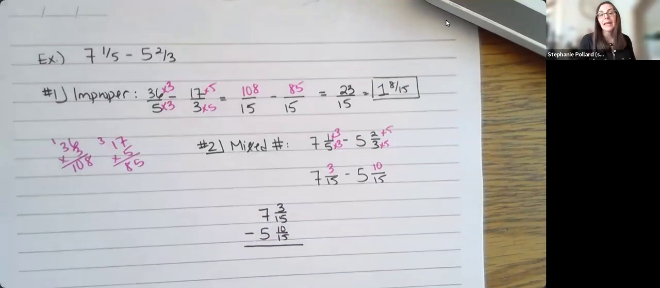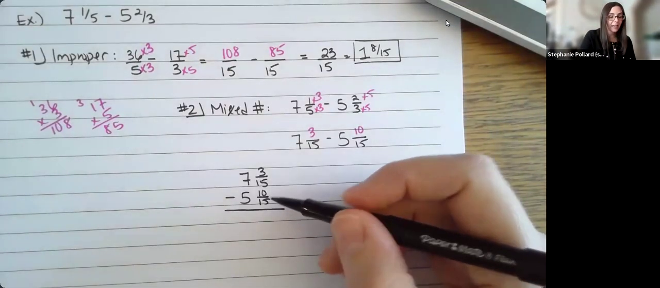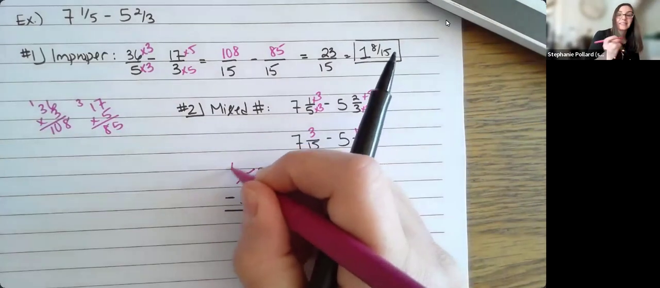All right. Now, what you may be saying to yourself is, I have to subtract these, but I can't do 3 minus 10, right? Think about your regular numbers. You have to borrow. I can't do 3 take away 10. I don't have enough stuff. So I need to borrow. So you're going to borrow 1 from the 7 and make it 6.